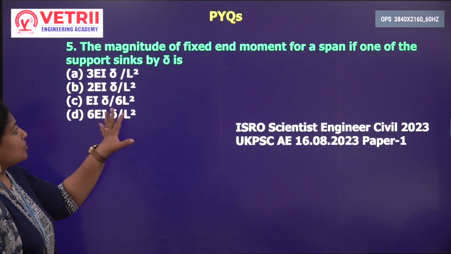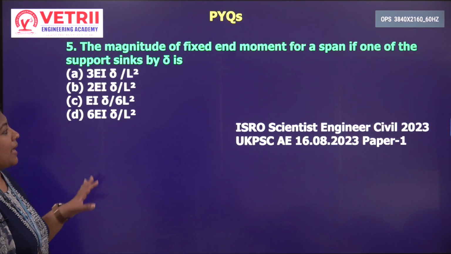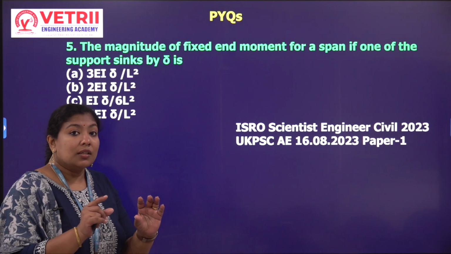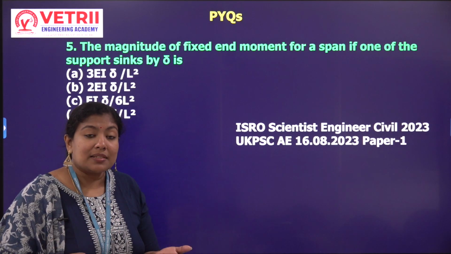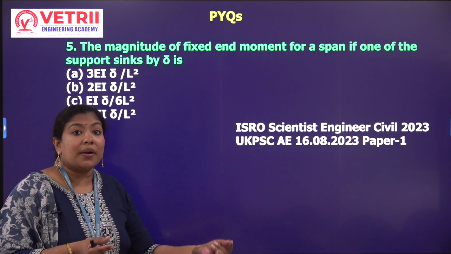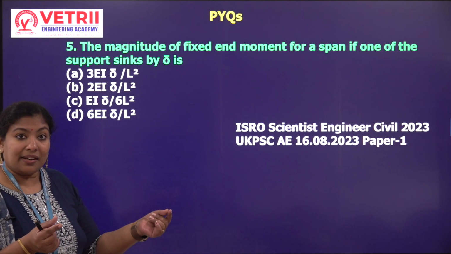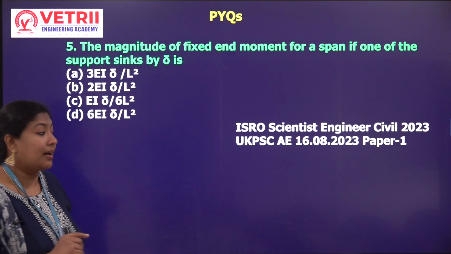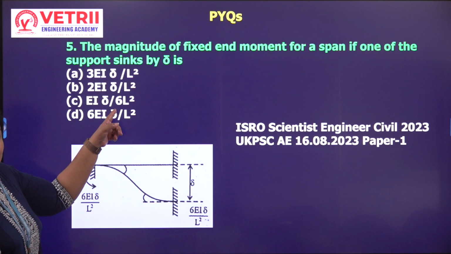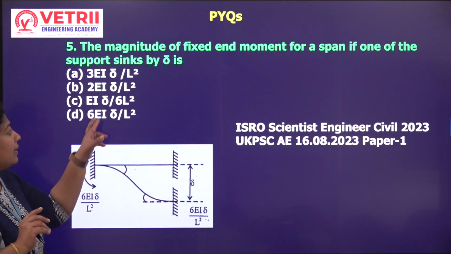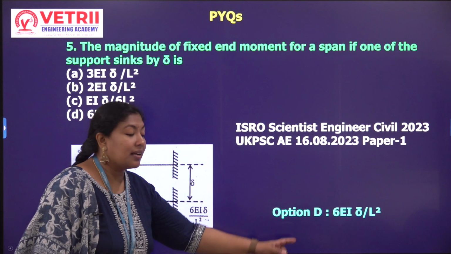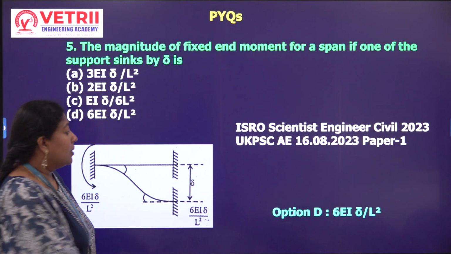Here, the magnitude of fixed end moment for a span if one of the supports sinks by delta. They are asking only for the sinking of support case. We studied the fourth term, and I am considering only the sinking of support. If only sinking is there, I consider one end sinking. So the sign is negative and the value is 6EI delta by L square. They have directly taken the 6EI delta by L square without any sign. So what is the magnitude? 6EI delta by L square. So option D. Okay, so option D is the answer. Correct? Okay. Thank you.